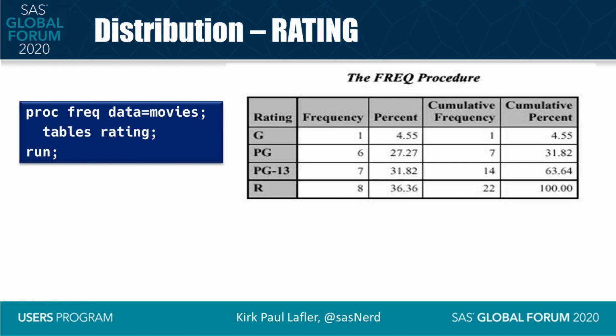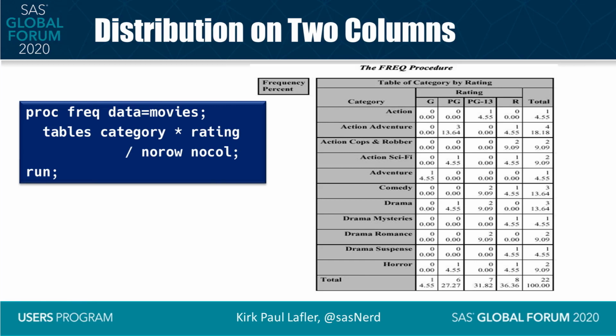Now, how about the distribution on 2 columns? What would that look like? Well, we can continue using PROC Freq on the movies dataset by specifying tables and the most discriminating variable category, followed by the next most discriminating variable, let's say rating, in a 2-way table. We're going to suppress the row and the column information, and we see by looking at this table that we are beneath or below the 15% threshold, which is a good thing.